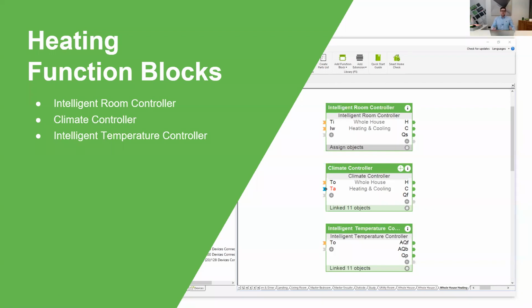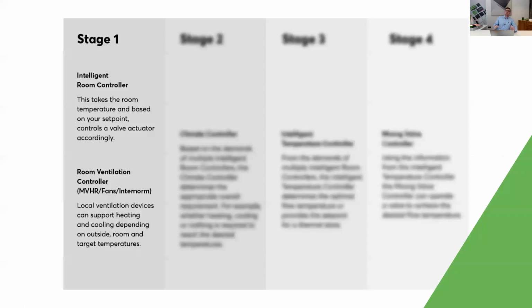And these are going to be the function blocks that we're going to be looking at in this video. We're going to be looking at the intelligent room controller, the climate controller, and the intelligent temperature controller. Now, I know that that might look like a lot to do heating, but there is a reason for all of them. And the reason for that is that we break down room climate control, so heating and cooling and ventilation, into a 4-stage process. Stage number 1 is the intelligent room controller.